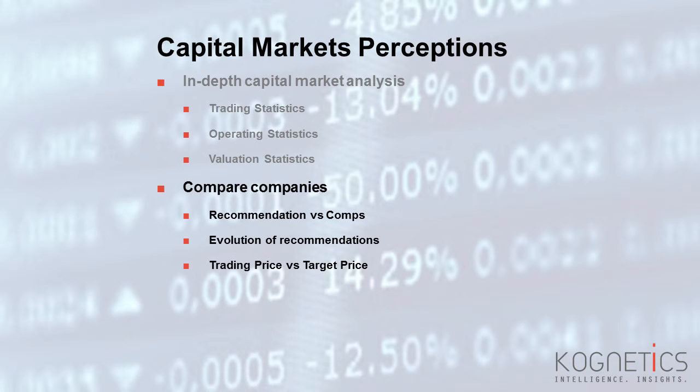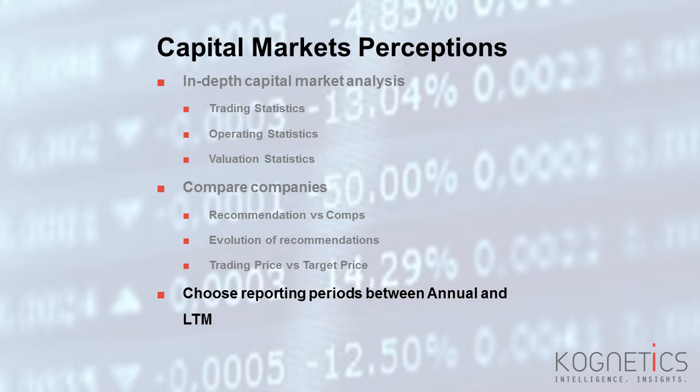Kognetics makes it really easy to compare financial performance across companies. If I look at the recommendations versus comps, I can understand how companies compare to their analyst predictions. For the evolution on recommendation, I can see how my specific company fared relative to analyst forecasts. And I can also plot out the trading price versus the target price to understand where there are any gaps in performance. It's also easy to choose reporting periods between annual and last 12 months.